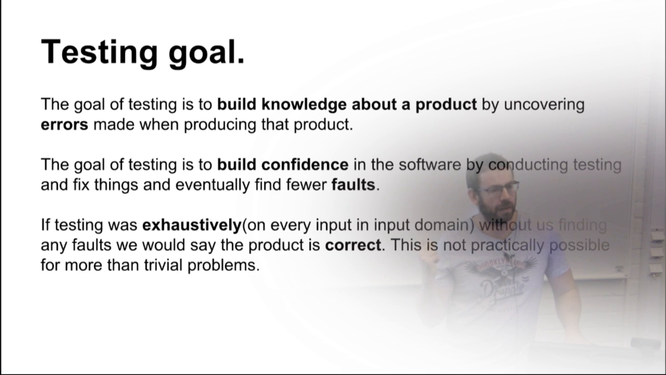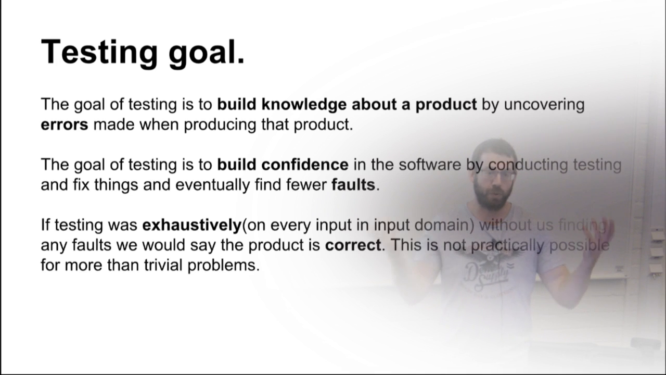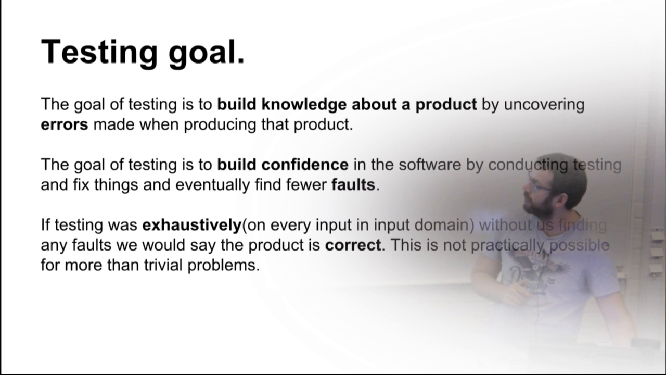The problem is the input domain, and the number of test cases grows to something that is huge. We're going to talk about the input domain soon, but think of this. If we have a Boolean as an input for a function or method, then we have an input domain of size 2, because we need to create a test case with true as input and another test case with false as input, then we're done, right?